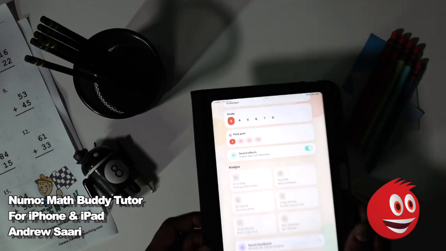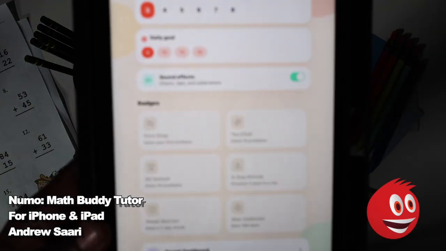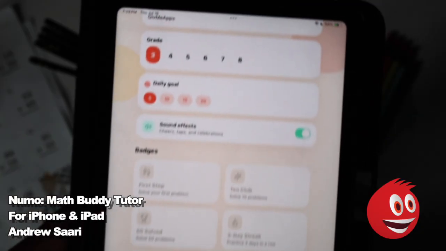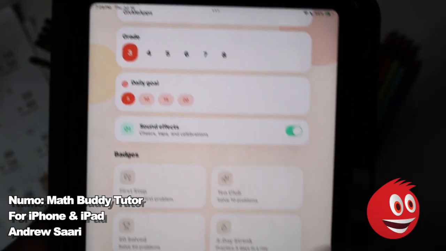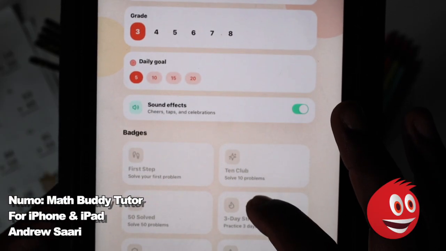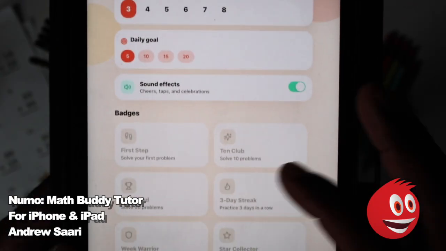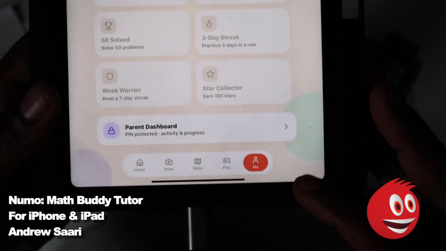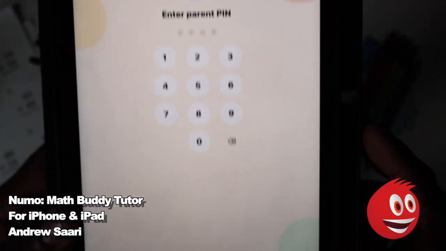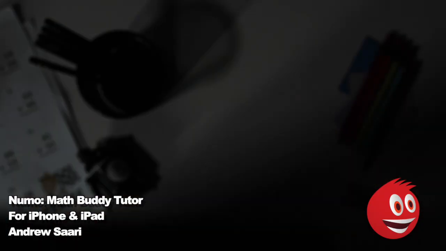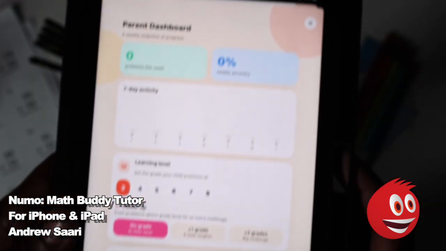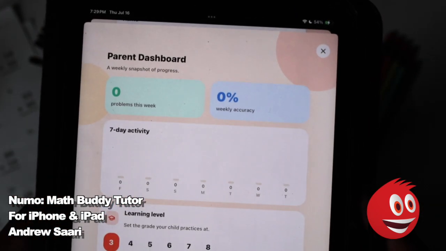We're going to bring this closer to the camera so you can see it better. Just so you know, again, you have your grade level. You can see our name there. You have your daily goal, the sound effects, the badges that we spoke about, and at the bottom you see the parent dashboard. We're going to show you that very quickly. You need to put in a pin. We're going to take this away from the camera because we set up a pin. It's going to ask you to confirm that pin. And this is what you'll see with regards to the parent dashboard.